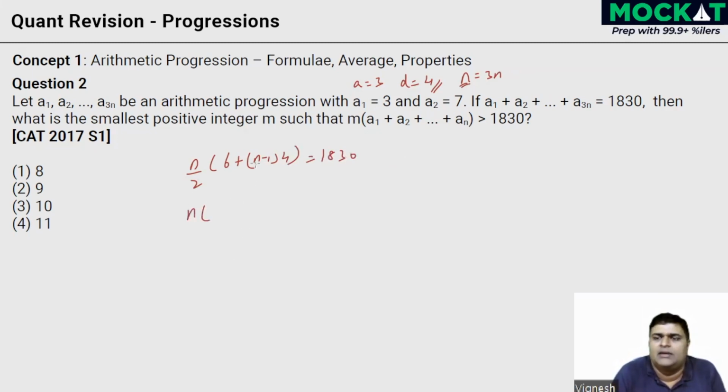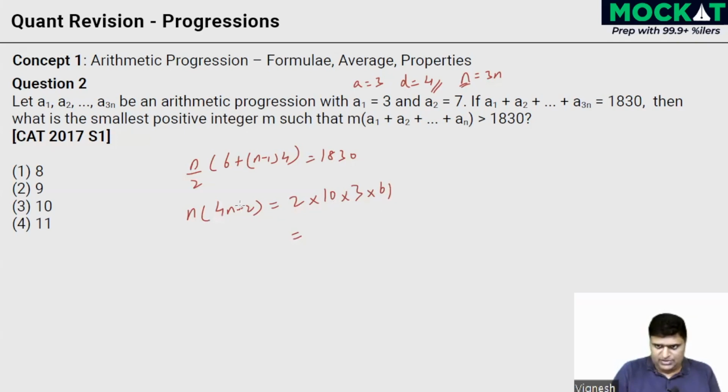So n, and what do I get here? 4n minus 4 plus 6. So 4n minus 2 equals 2. I take it there, 1830. I want to write it as a product of two terms. It's n into 4n minus 2. Let me factorize this. 2 into 10 into 183. 183 is going to be 3 into 61. And 61 is prime, so I stop at that.